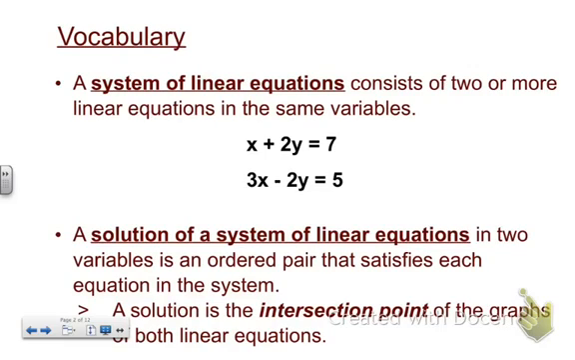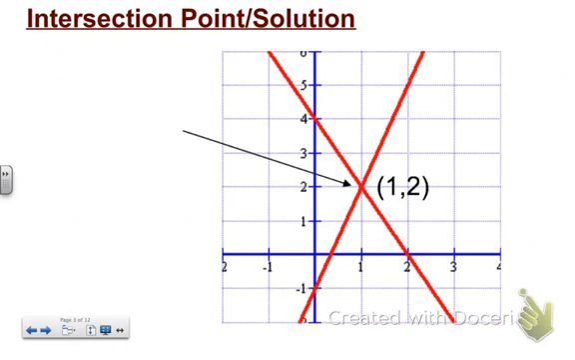A solution of a system of linear equations in two variables is an ordered pair that satisfies each equation in the system. That solution is also the intersection point of the graphs of both linear equations. So to give you a visual, here's two lines that have both been graphed, and their intersection point, (1, 2), is the solution. So remember, that ordered pair stands for x and y. So if we took those numbers and plugged them in for x and y in both equations, it would make both of them true.